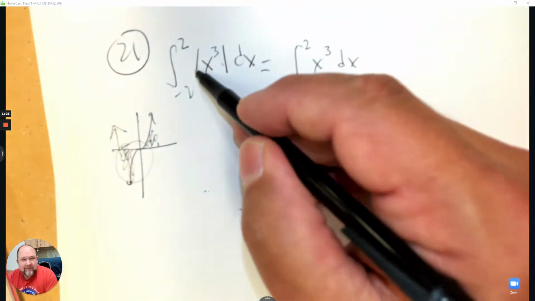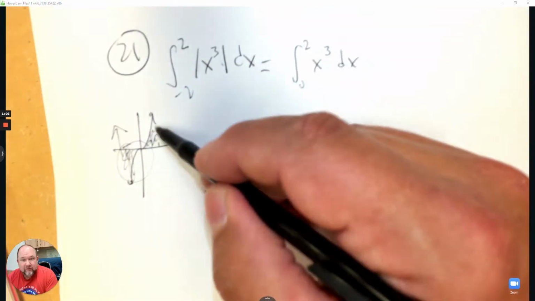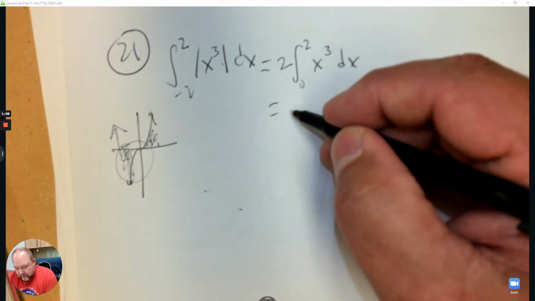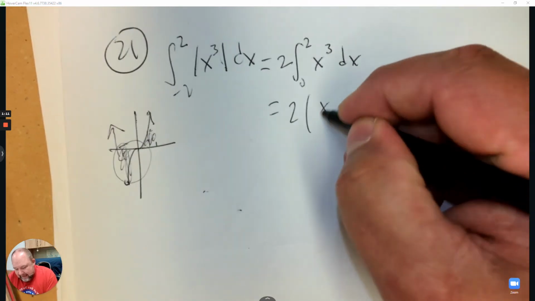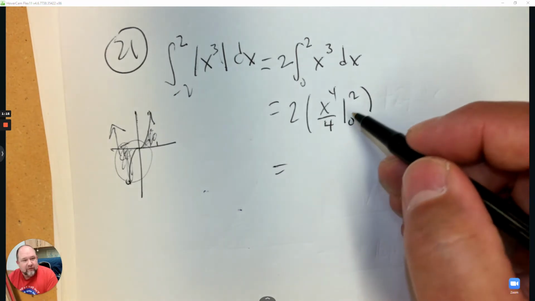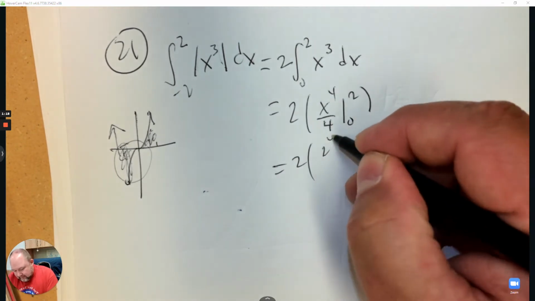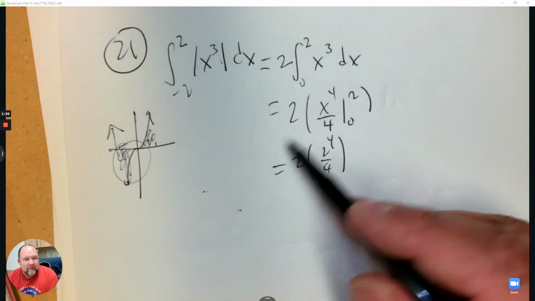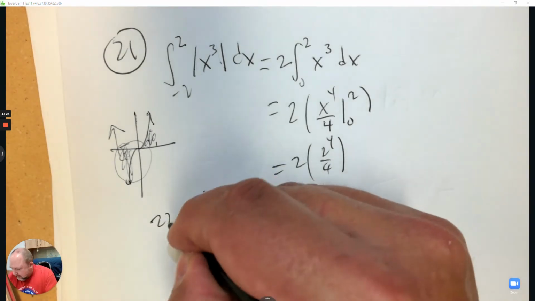So when I have absolute value bars, my first indicator is to graph to get an understanding of it. Anyways, we're going to double this area. So add 1 to the exponent and divide, and then you plug in 2, and then you plug in 0. Now when you plug in 0, the answer is 0, and I don't even want to simplify it. It's done.